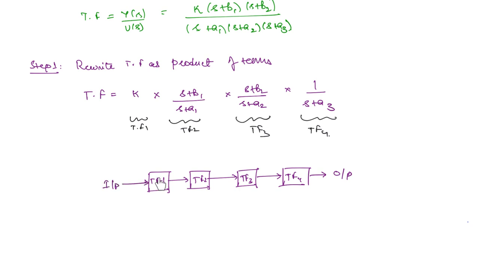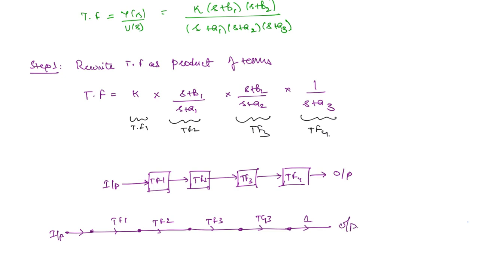Now if we know each of these transfer function blocks, then we can replace them with the actual transfer function. Similarly, if you want to draw it as a signal flow graph, it is going to be like this. Here you have transfer functions 1, 2, 3 and 4. You can add an additional gain of 1 so that you can write the input and output here.